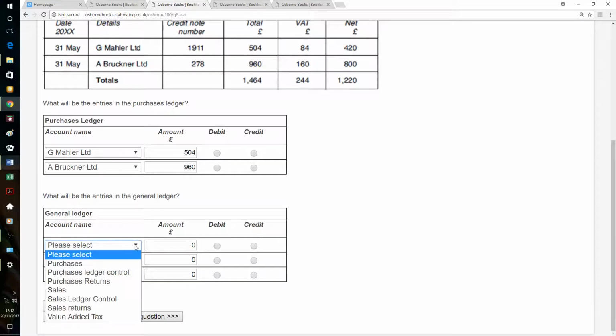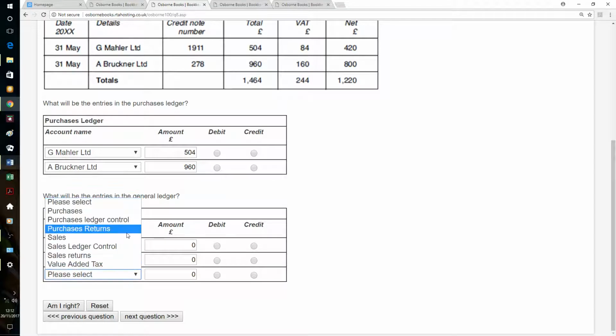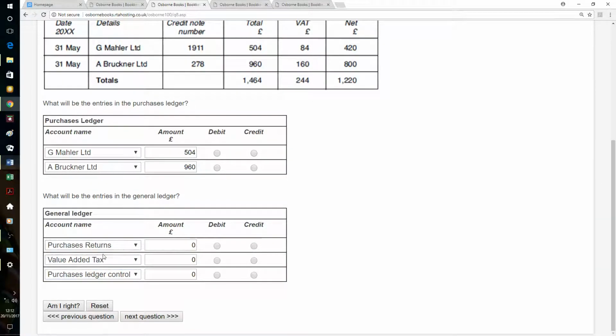Let's have a look at our individual accounts then. So purchase returns in this case, VAT, and therefore the purchase ledger control. So purchases are debits, the return will be a credit, and that will be the net. The VAT is the VAT amount, and that's also the credit, which means that our 1464 must be our debit entry into our control account. So when we made a purchase, we owed money to our suppliers. This is us owing less money to our suppliers. The control account, the debit, the individual suppliers' accounts will be the same as a debit.